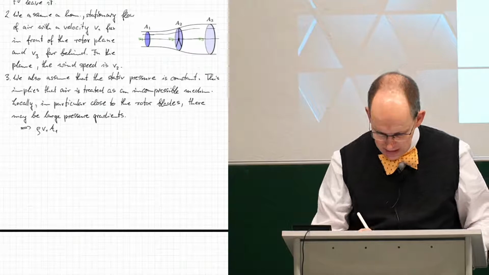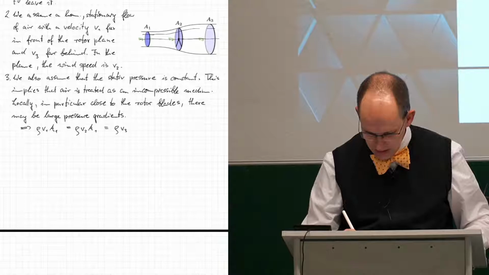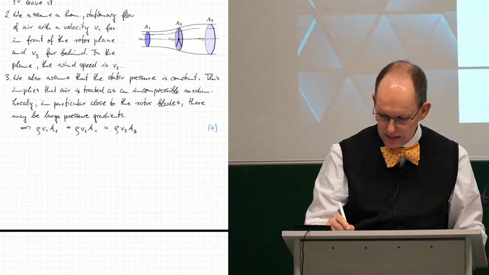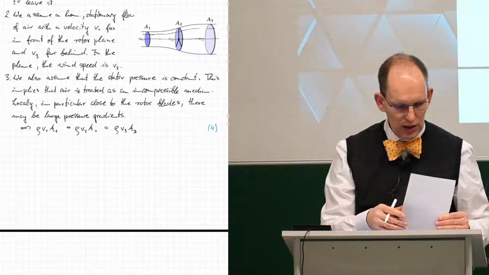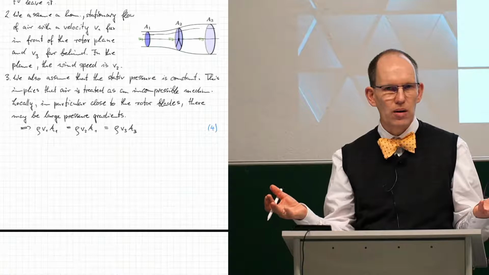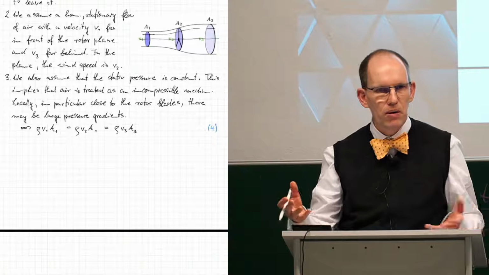And the same holds, of course, for the other areas. And once again, we have assumed that the medium is incompressible, therefore we use the same rho, the same density for all three terms here. Good. Now, once we have defined these two velocities, we can start to say how much power we extracted. This is quite obvious because it can only be the difference in the wind power before and after the windmill. So more is not possible.